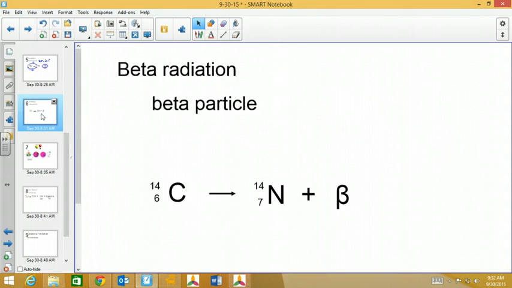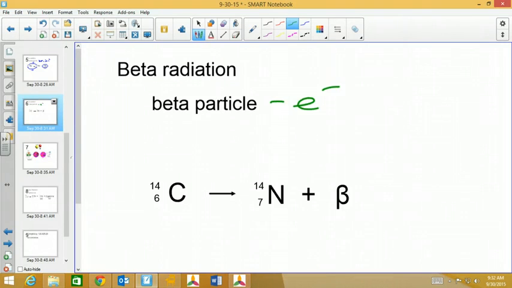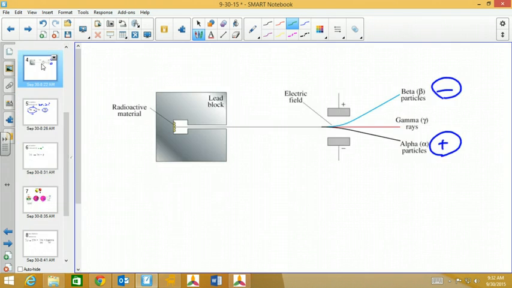Okie dokie. Beta radiation. Okay, so they say that a beta particle is what? An electron. Okay, a beta particle is an electron with a -1 charge. And if you remember back to our little diagram here, those guys got drawn up toward the positive charge, right? Because they are negative. Positive, negative come together.